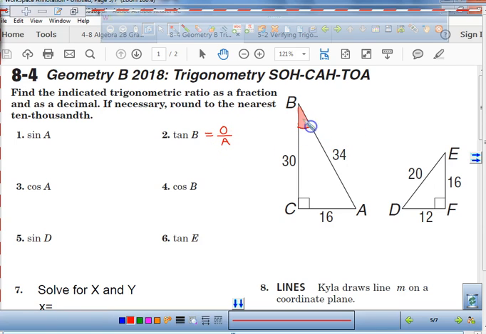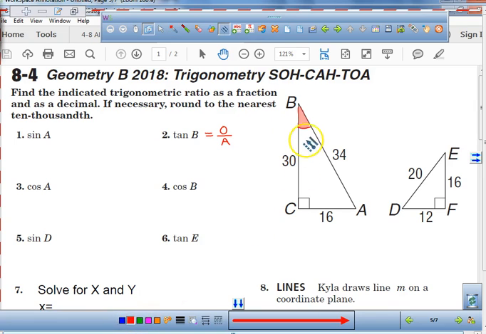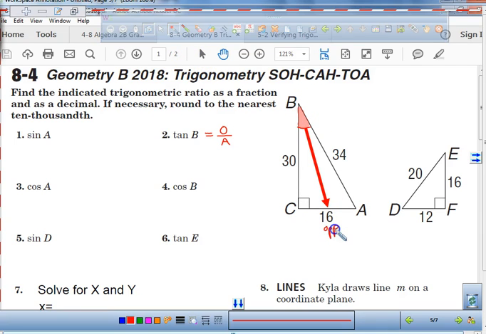So from this perspective, right here, what does 16 represent from angle B? 16 represents the opposite side. 34 is not the adjacent side, that's our hypotenuse. So the 30 has to be our adjacent side. So right now, what's my opposite side, everybody? 16. What's my adjacent side? 30. Now, is that divisible by 2? And that divisible by 2? What do we get? We get 8 over 15.